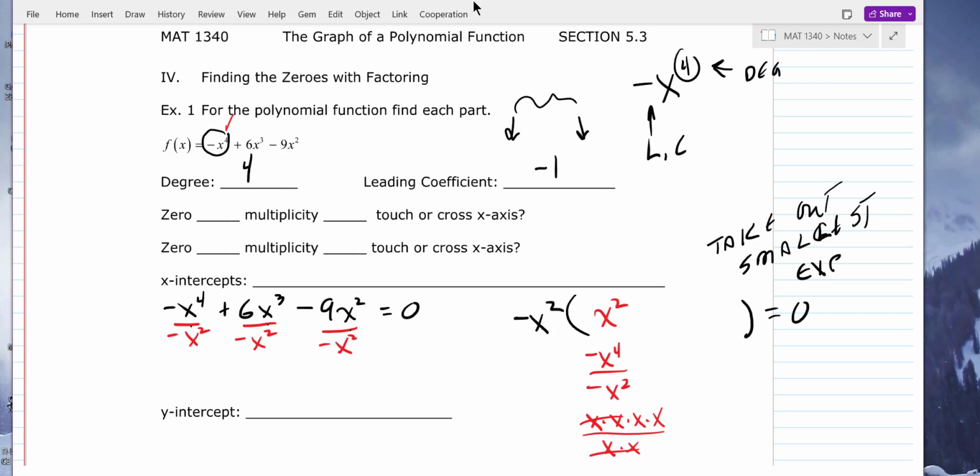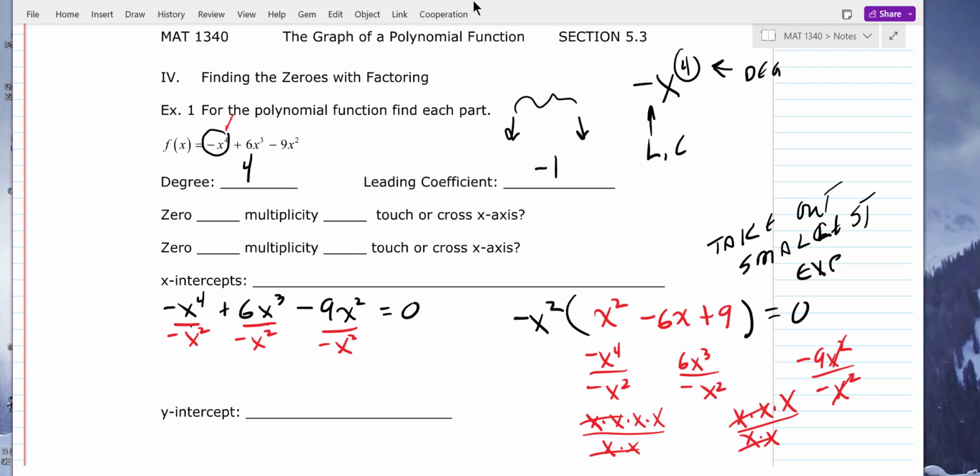You got that cancellation. Then you've got this piece here where you have 6x to the 3rd divided by -x squared. Well, we have a positive divided by a negative, so that's a -6 for sure. And then you've got x times x times x over x times x. That's just going to leave you with an x. Do that in your head. You don't have to write all those x's out, unless that's helpful to you. Then the last thing we have is -9x squared over -x squared. Well, the x squareds cancel out, but a negative divided by a negative is a positive, so we get that.